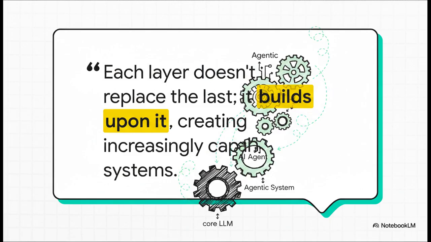And this is maybe the single most important thing to remember from all of this. This is an evolution, not a bunch of replacements. An AI agent still uses a core LLM, and an agentic system is made up of individual agents. Each new layer just incorporates the strengths of the ones that came before it.